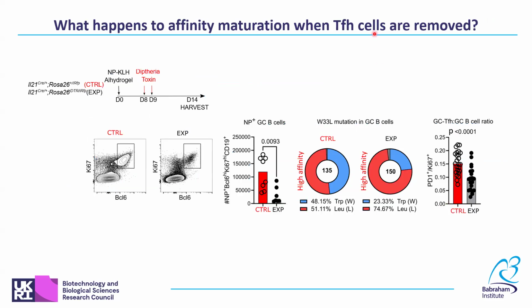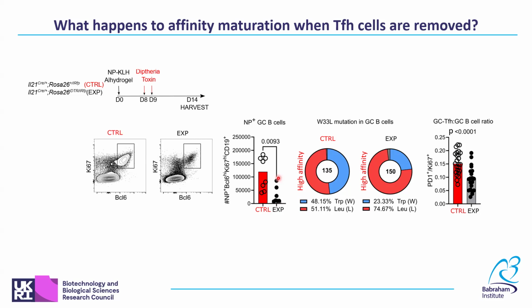So we looked at this, and we looked at day 14, which is the time point where we've got the least germinal center B cells. It's where the effect is at its greatest in terms of the germinal center. And so here we're just showing the germinal center B cells, and you can see that in the experimental mice that have had the TFH cells removed, it's significantly lower. And because we're using MPKLH, we could look at the antigen-specific germinal center B cells this time, and we can see they're significantly down.